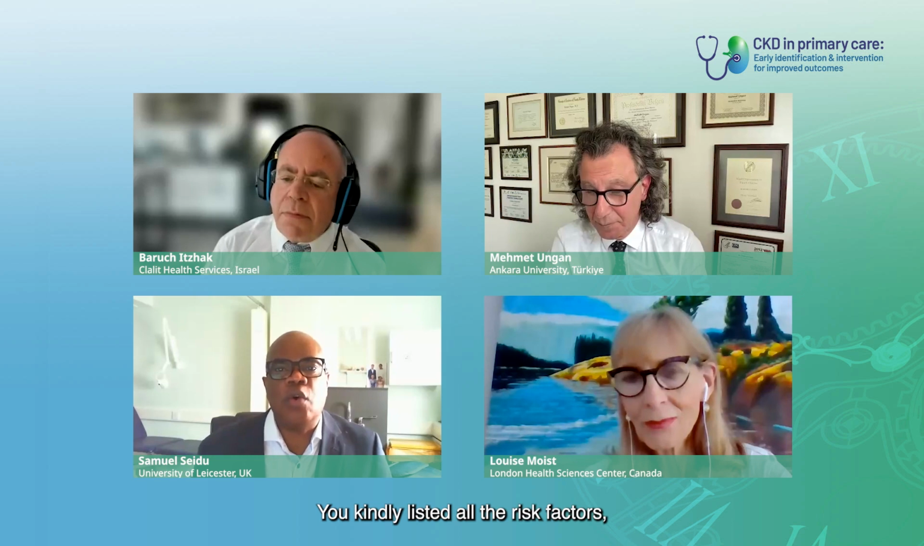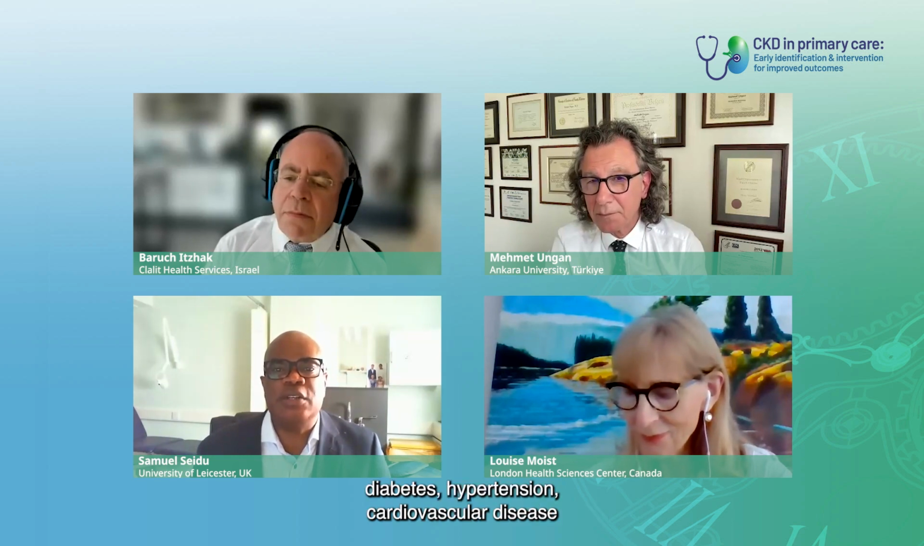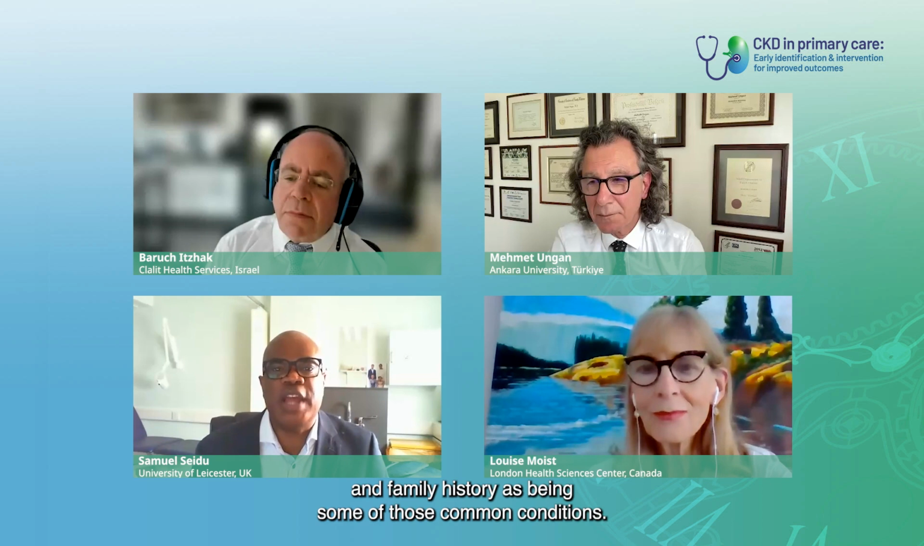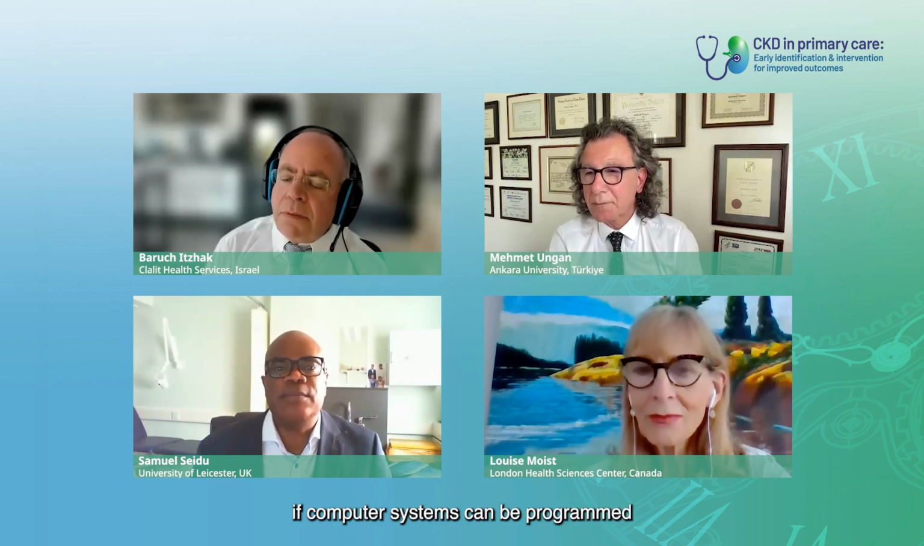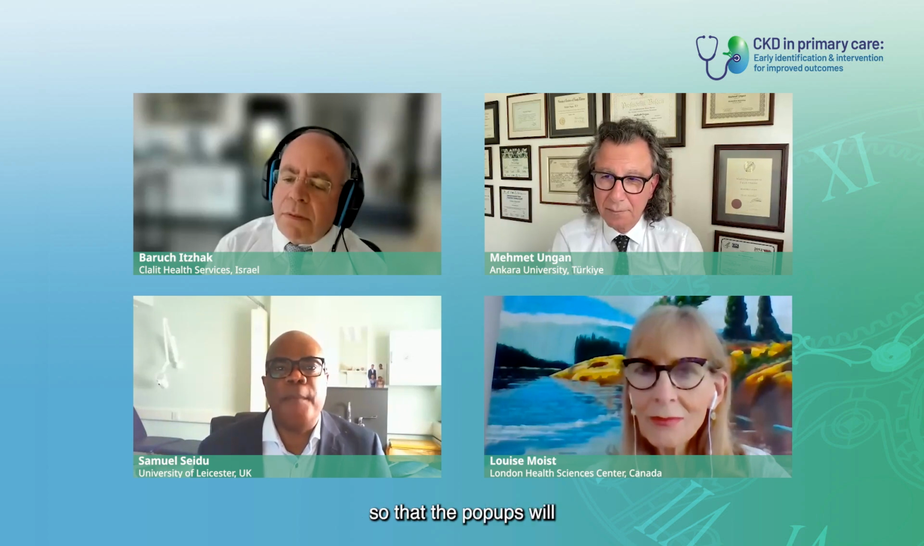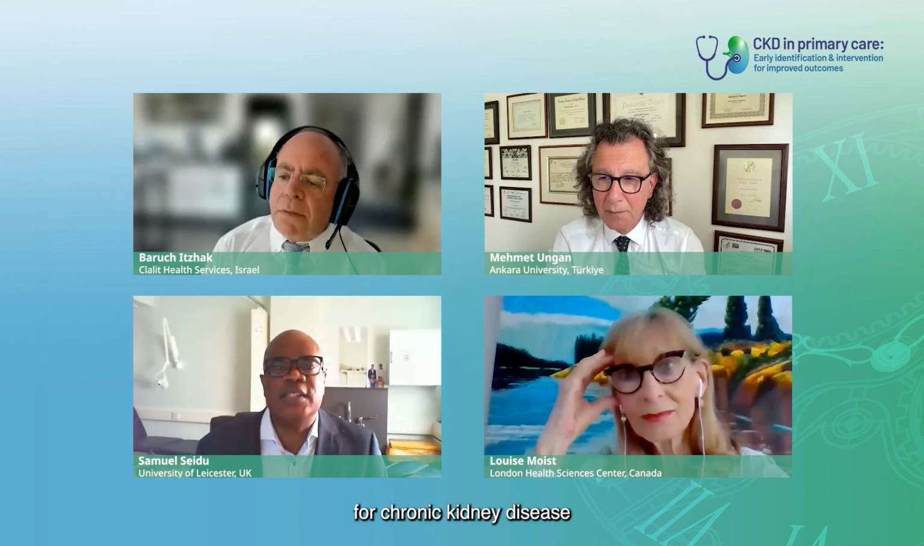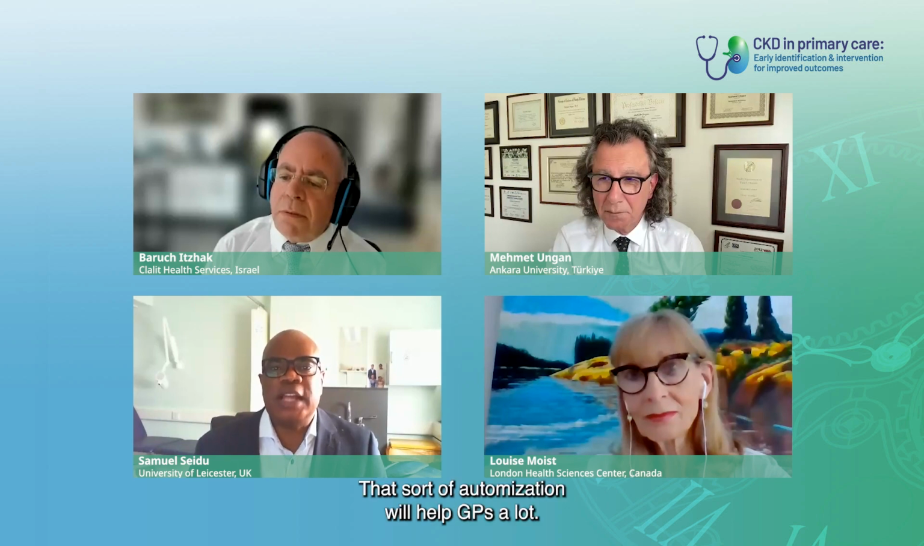You kindly listed all the risk factors, diabetes, hypertension, cardiovascular disease, and family history as some of those common conditions. So in electronic medical records, for example, if computer systems can be programmed to identify these risk factors, then pop-ups could be suggested to the clinician when they open the records, to consider screening that patient for chronic kidney disease if the patient has all those risk factors but has not been diagnosed yet. That sort of automation will help GPs a lot.